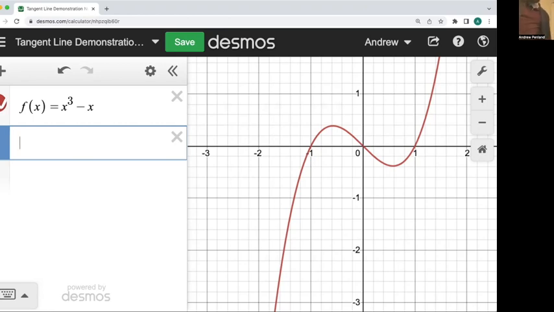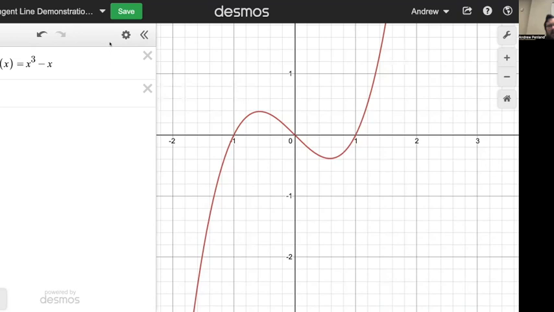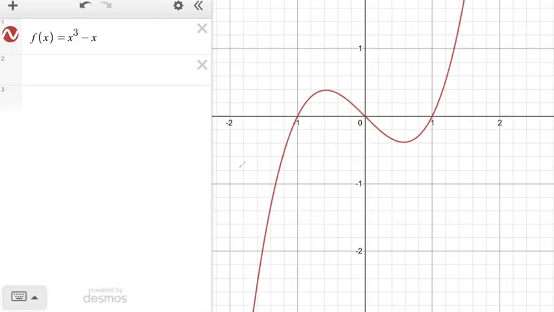Let's do a quick review here. I have here the function f of x is equal to x cubed minus x. Can you tell me where this function is increasing? I'm going to tell you nothing wacky happens off the screen. When I'm right here, is this function increasing or decreasing? Okay, and then you tell me when it stops increasing.